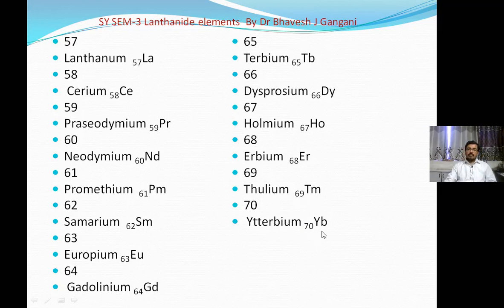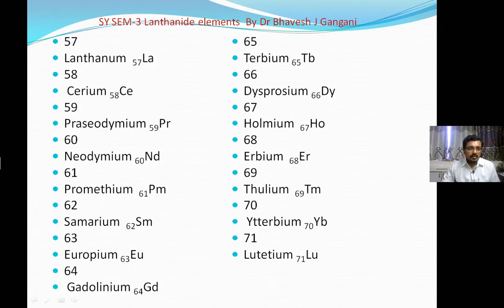Ytterbium 70, symbol Yb. And next is lutetium 71. So in a set of three elements, you can learn perfectly. First, lanthanum, cerium, praseodymium. Repeat with me.